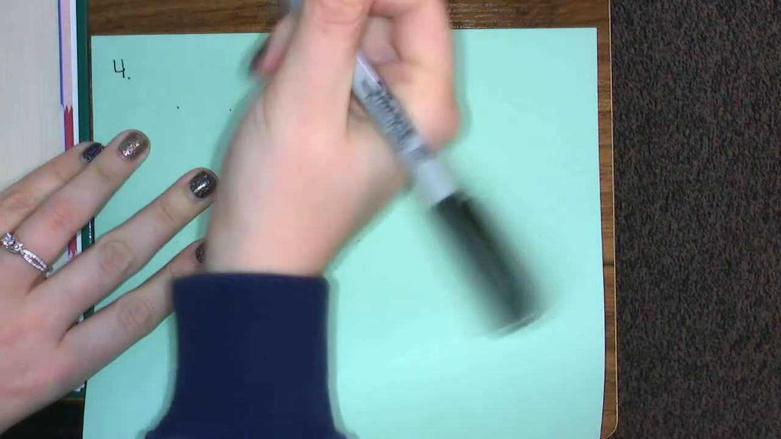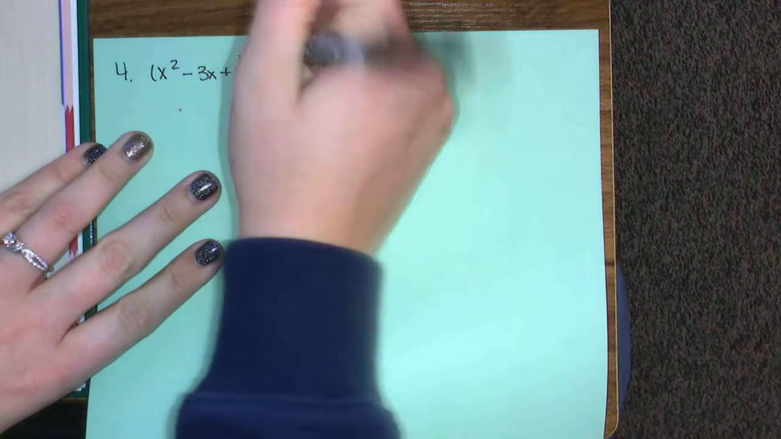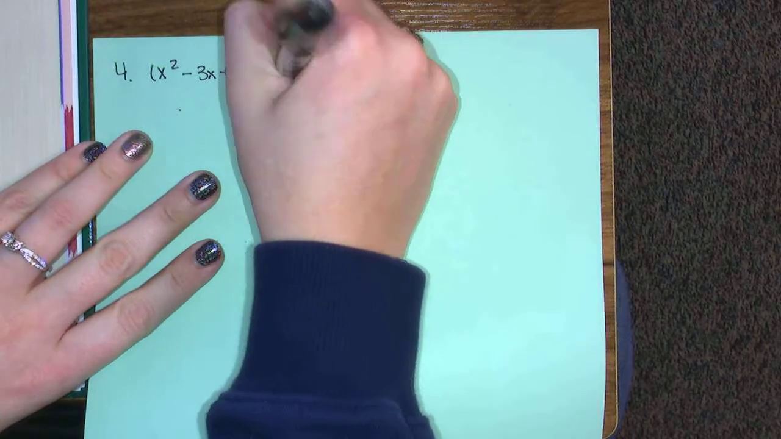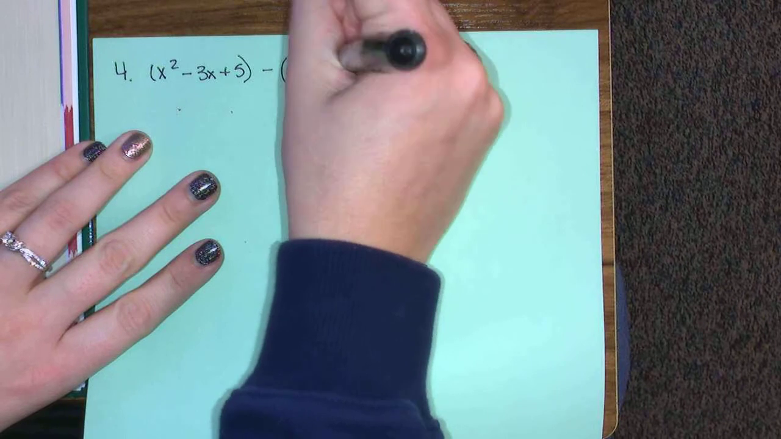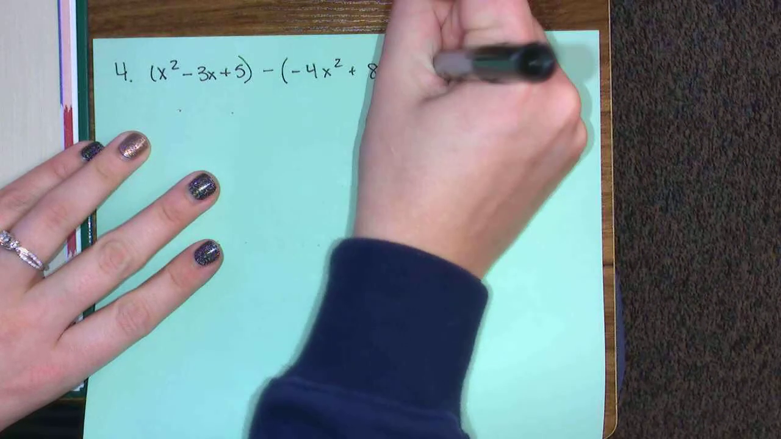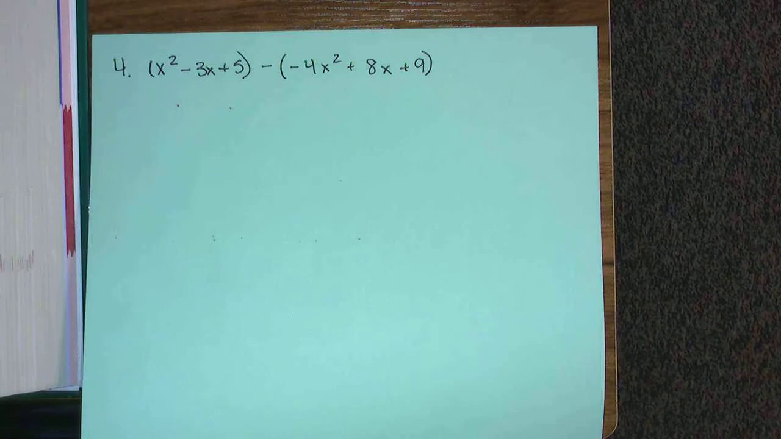So, moving to examples. First, adding and subtracting polynomials. We're just going to start moving through this and see how much we get through. Let's start with 4x squared minus 3x plus 5, all in parentheses, minus another parentheses, negative 4x squared plus 8x plus 9.